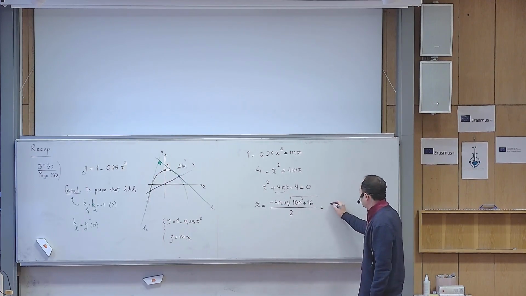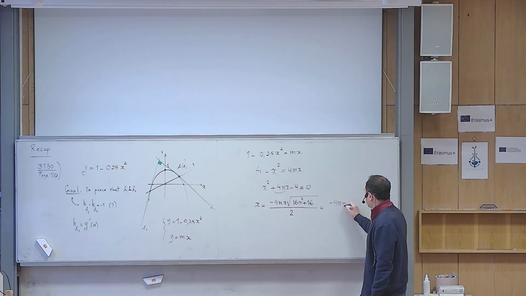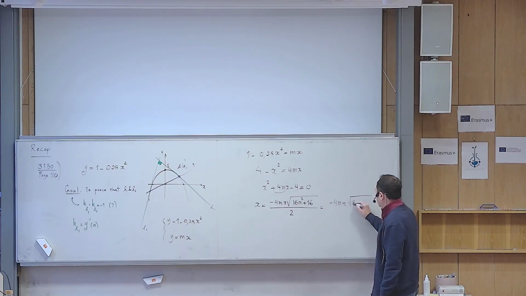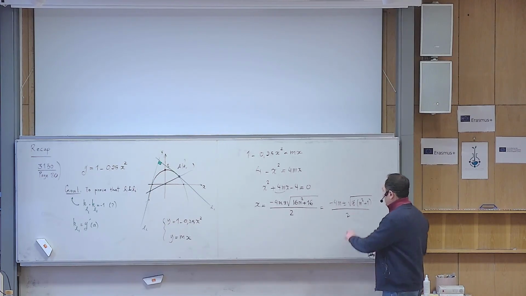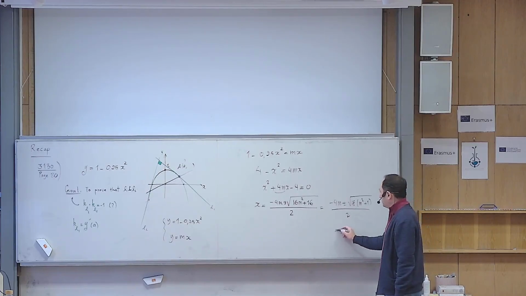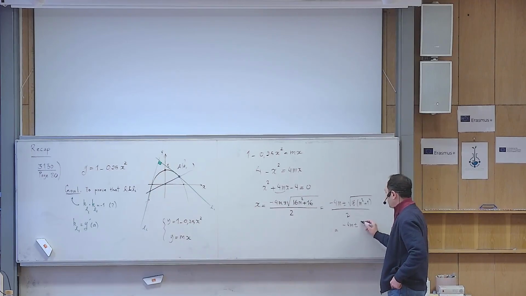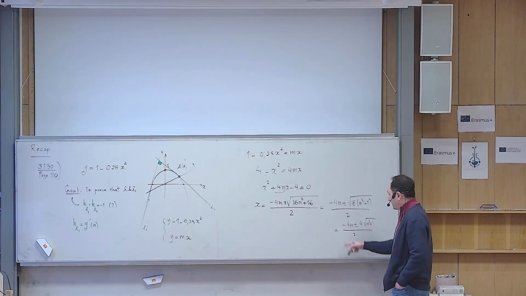Okay, so if I factor 16 out, it becomes the square root of 16 times m squared plus 1, and then I have divided by 2. But the square root of 16 is what? It is 4. So it becomes minus 4m plus or minus 4 square root of m squared plus 1, divided by 2. And of course, you can factor a 2 out and simplify it more. So it becomes minus 2m plus or minus 2 times the square root of m squared plus 1.